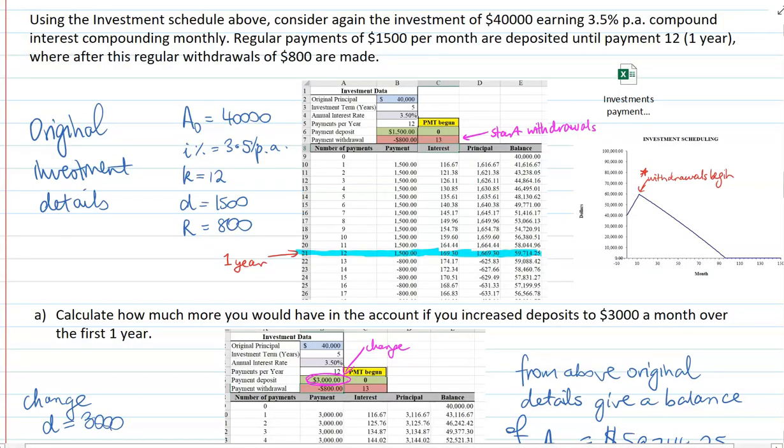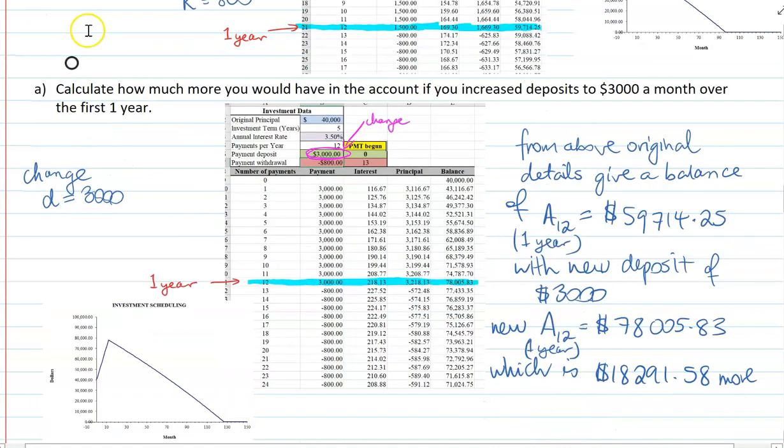So if I pop a little bit of a summary of what I saw there, the original investment details at that 1 year point, I had $59,714.25. And you can see there when the withdrawal began the effect on the balance visually. If I then have a look at the effect of increasing our deposits to $3,000 a month, you can see that it increased the balance to $78,005.83, which was $18,291.58 more than if I had only left the deposits as $1,500.